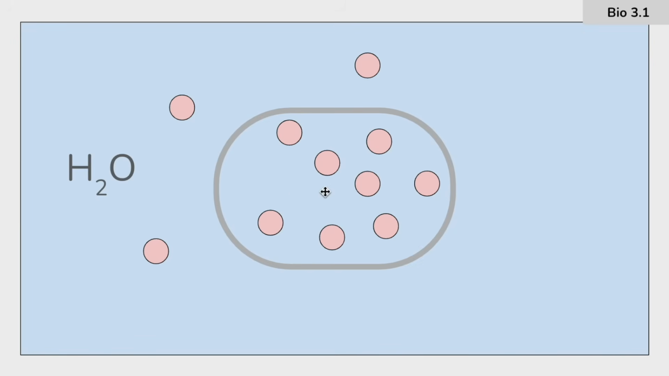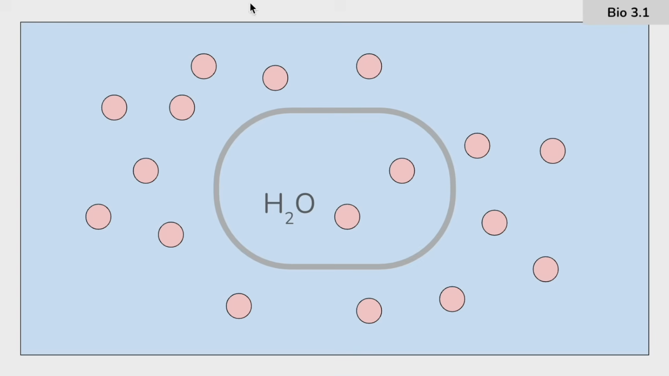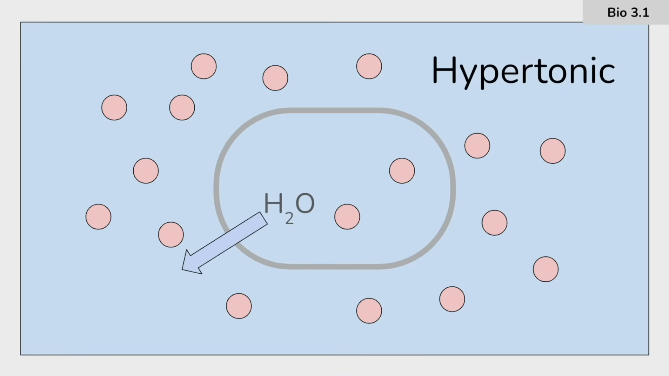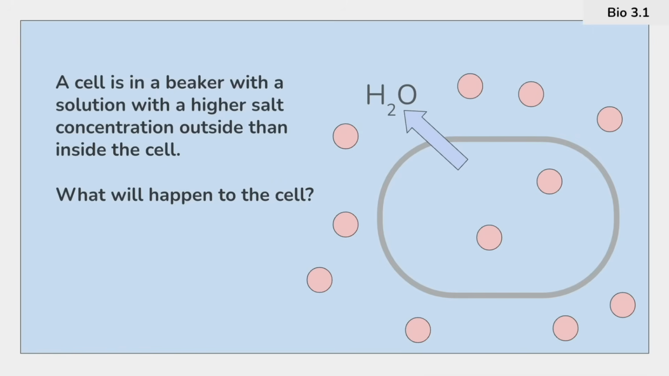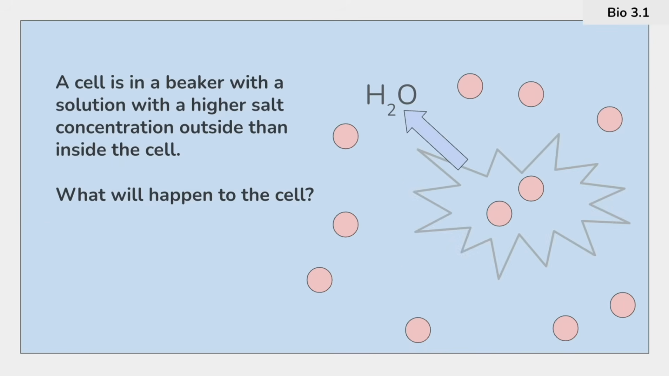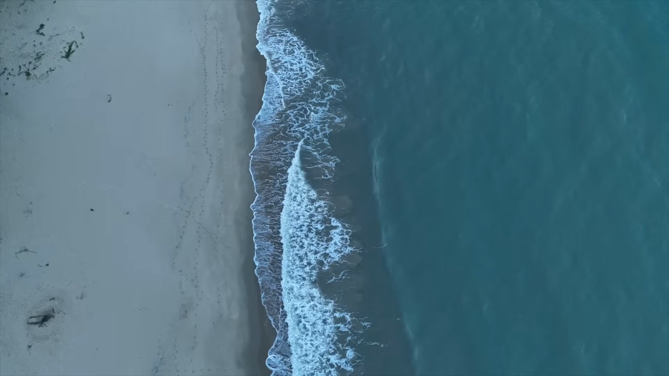The opposite scenario is where we have more solute on the outside of the cell and less solute on the inside of the cell. Relative to the outside, the water concentration is higher here, so this means water is going to go from high to low, which means it'll move out of the cell, and the cell could even shrink. So let's do one practice problem together. A cell is in a beaker with a solution with a higher salt concentration outside than inside the cell. What will happen to the cell? Well, you probably see a little hint here of water is going to leave, and that means the cell may shrink.